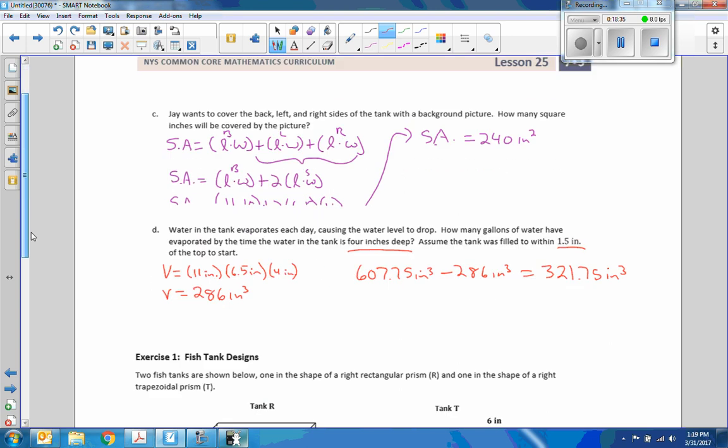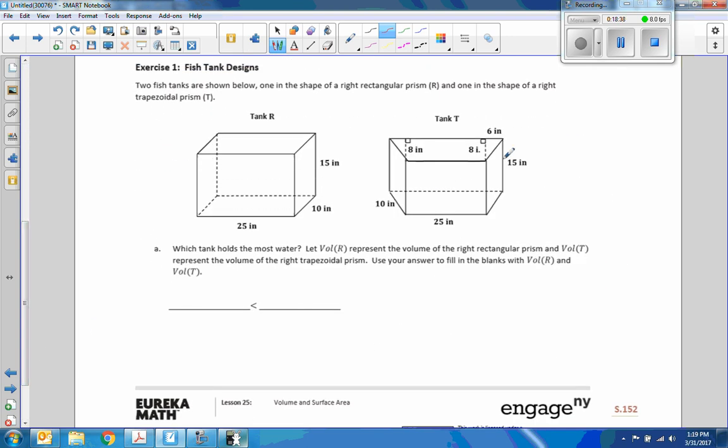Okay. Now up comes an exercise. It's your turn, so pause the video, see if you can do this. We'll come back and discuss it. Okay, so it says we have two fish tanks. One is the shape of a right rectangular prism, and one is in the shape of a right trapezoidal prism. Tank R is the rectangle and tank T is the trapezoid. Which tank holds the most water? Let Vol R represent the volume of the right rectangular prism, and Vol T represent the volume of the right trapezoidal prism. Use your answer to fill in the blanks with Vol R and Vol T.